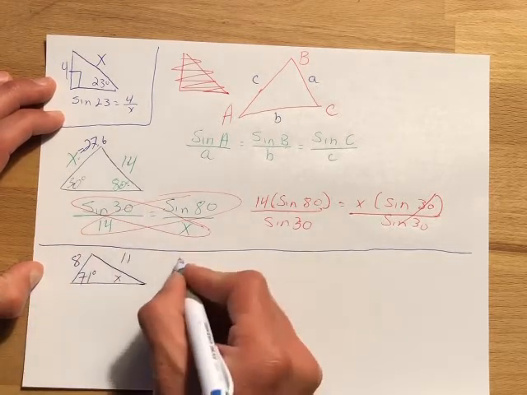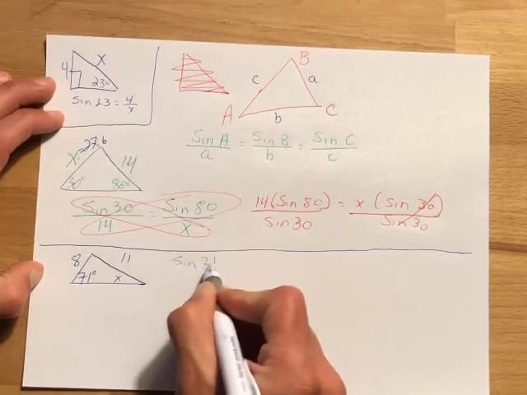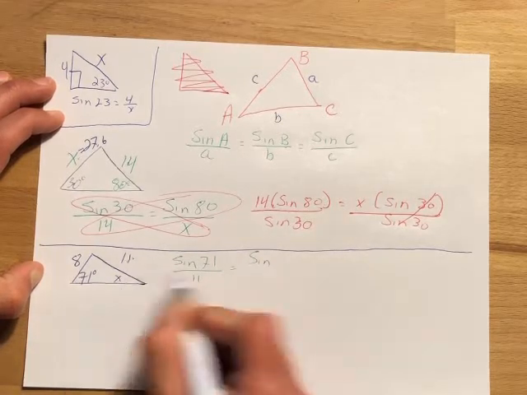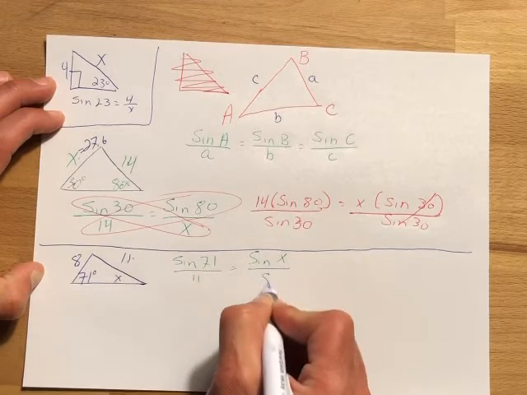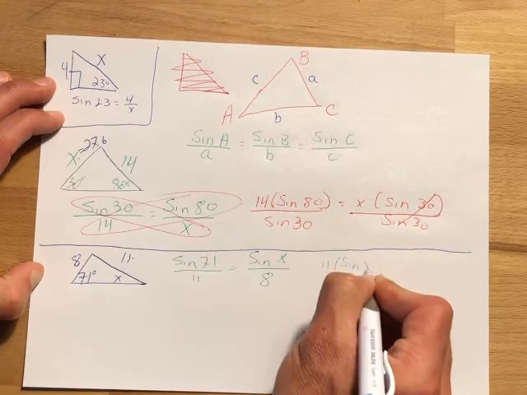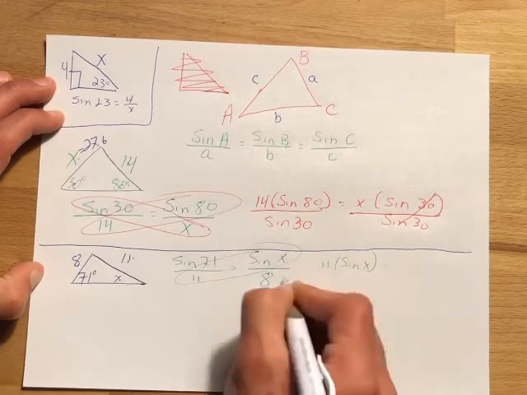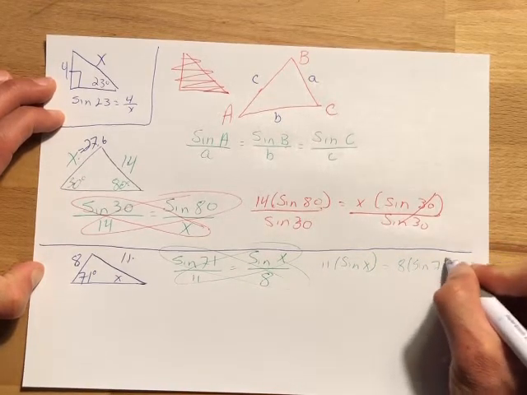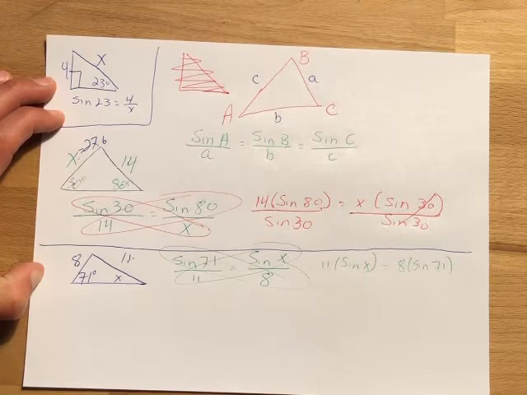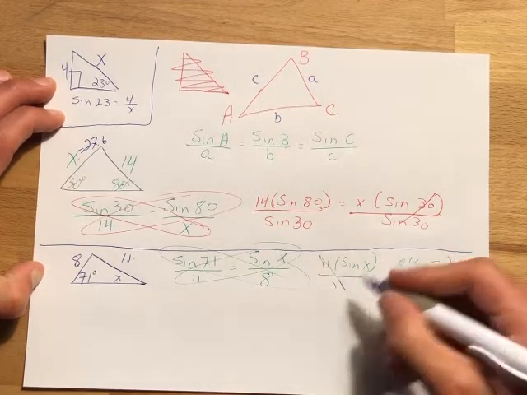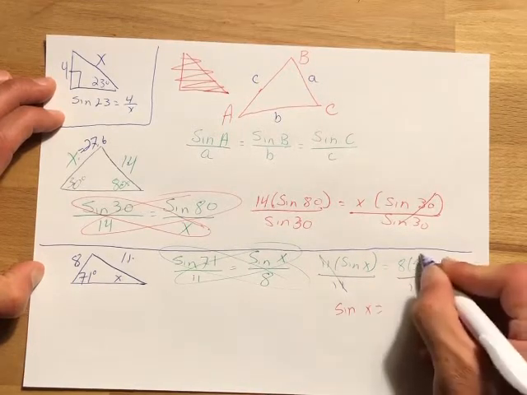So I'm going to say sine of 71 over its opposite side equals sine of this angle over this opposite side. All right, cross multiply now. I'm going to have 11 times sine x equals 8 times sine 71. Now I have to isolate my angle x, so I have to divide both sides by 11 to get that out. And then I'm going to have sine of x equals whatever this answer is.